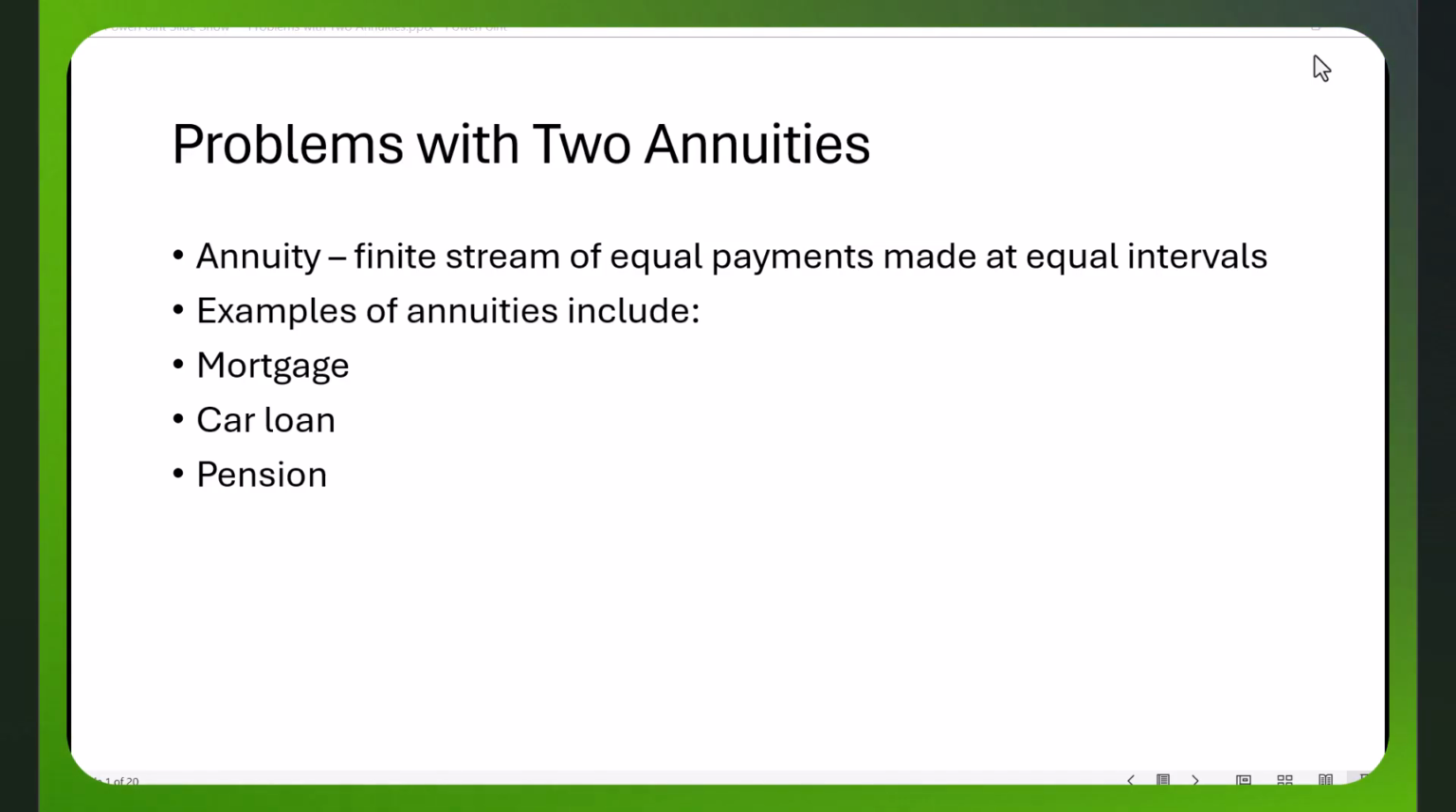So you should be familiar with an annuity, which is a finite stream of equal payments made at equal intervals. There are lots of examples, but notably a mortgage, a car loan, or a pension would be examples of annuities. You're either paying a fixed amount every month on your mortgage, or you're receiving a fixed amount every month for your pension.